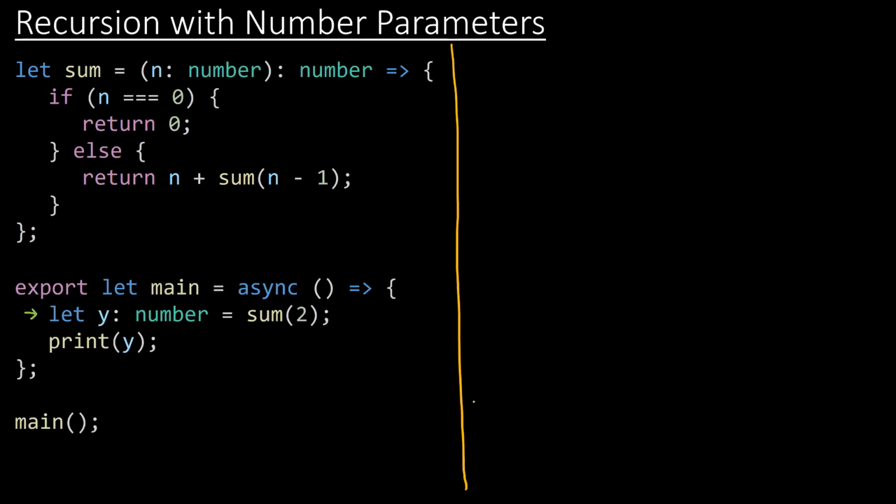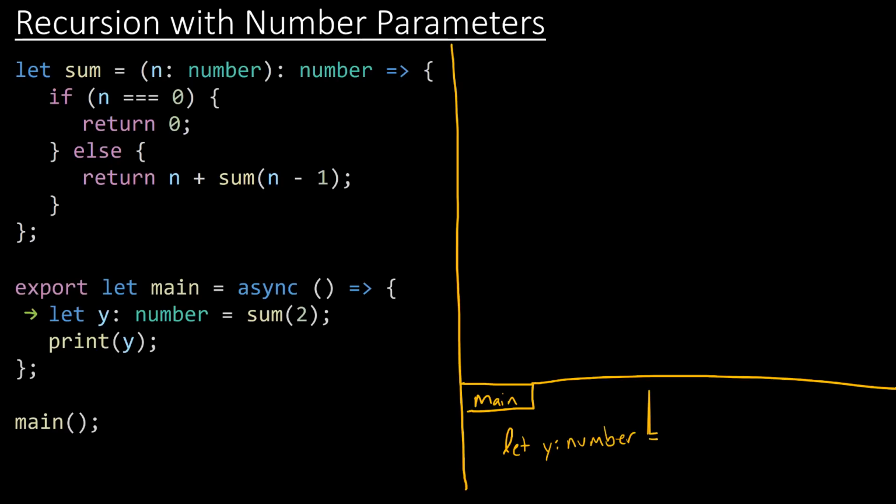So let's imagine now that we are in the main function. This is the name of the function we are currently working in. And the computer, for its part, is going to care about 2 things. What is the current line that it's trying to execute? So the current line that the computer is trying to execute is this one here. Let y be a number variable that is assigned an initial value of the result of calling sum with an argument of 2.